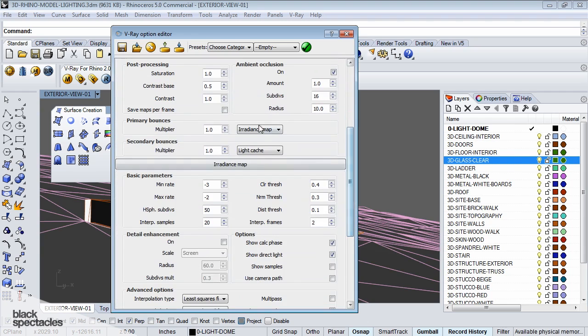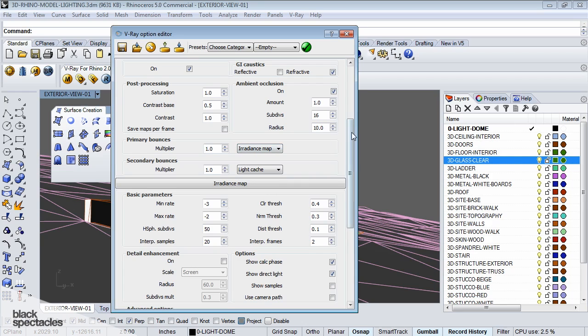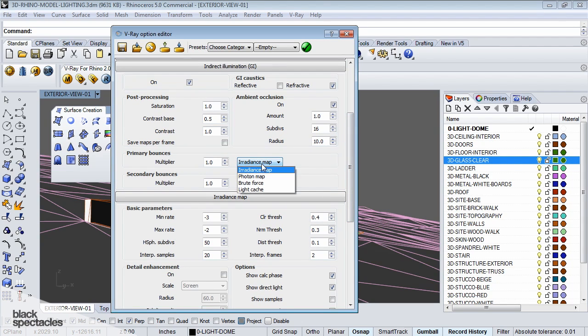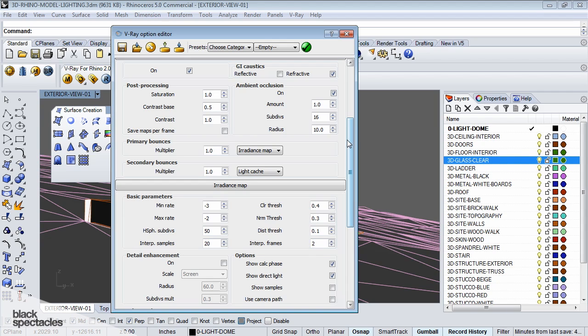Going back to GI, we have two bounces of light, two engines that deal with bouncing of light. And we have the irradiance map, which is the primary engine. And 90% of the time you'll use irradiance map. Photon map, brute force, and light cache are also available, but irradiance map does a really great job of just getting those first rays of light to fill the entire scene.